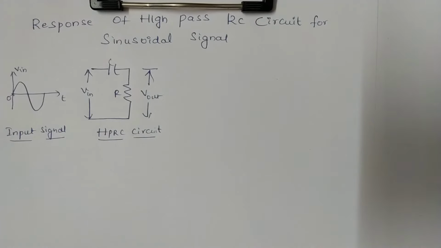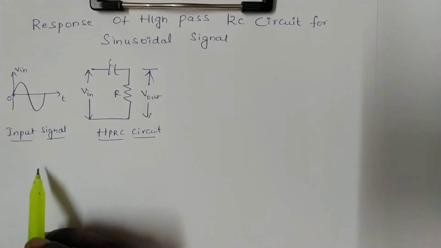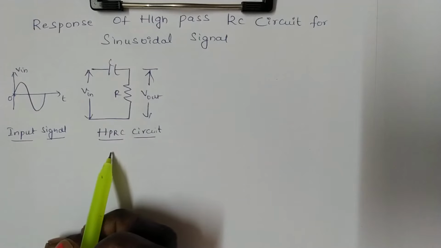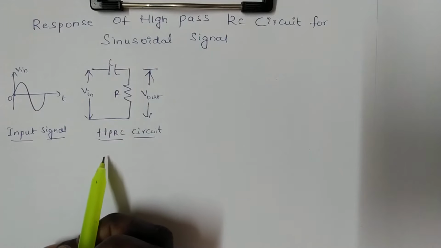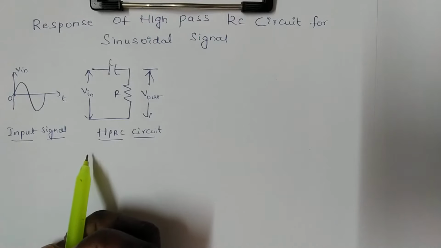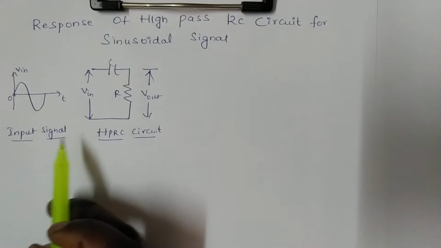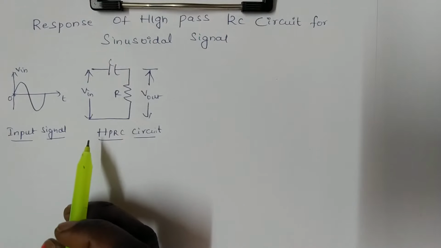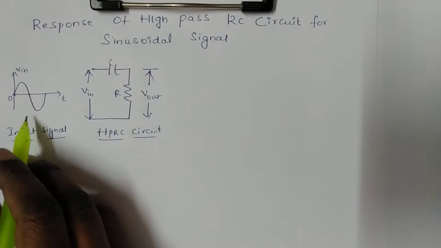Hi everyone. Today's topic is the response of a high-pass RC circuit for a sinusoidal input. In previous classes, we discussed non-sinusoidal signals, and now we are discussing a sinusoidal signal. When a sinusoidal signal is applied to a high-pass RC circuit, we will see how the magnitude changes, and we have to find out the cutoff frequency for this sinusoidal signal. Here the input signal is a sine signal.